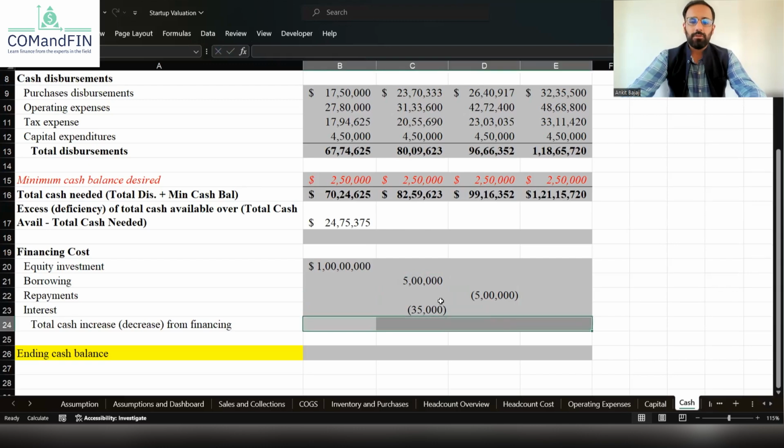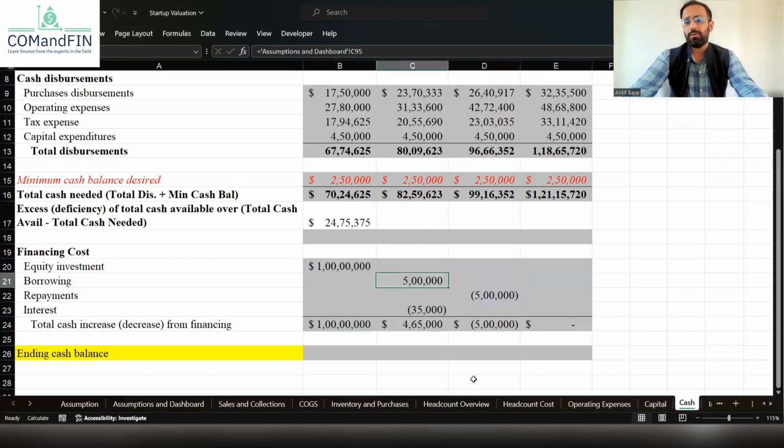If I want to calculate the total cash increase from financing activity, I will do the total of these values. In first year, it will remain 1 crore. In second year, the company has borrowed 5 lakh, and on 5 lakh the company has paid interest of 35,000, so the balance is going to be 4 lakh 65,000. Then the company has repaid 5 lakh, so this is going to be negative. And in fourth year, it will be zero.